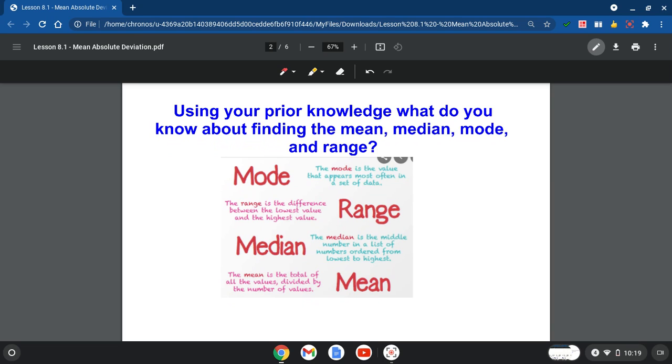Range. The range is the difference between the lowest value and the highest value. Therefore, to find the range, you would subtract the lowest value from the highest value.